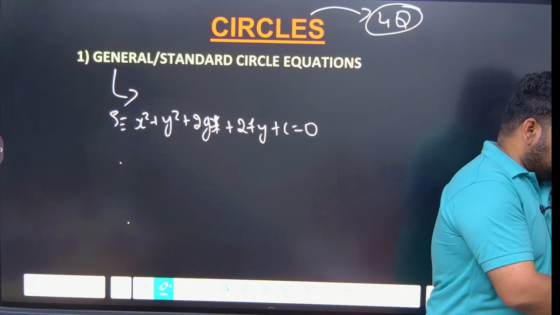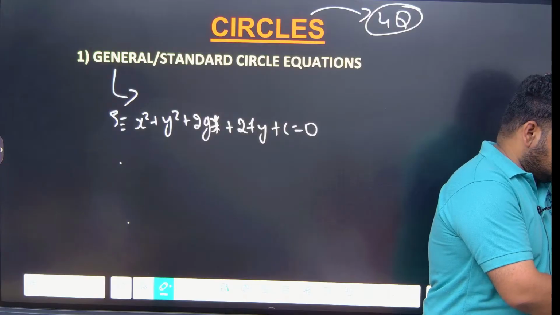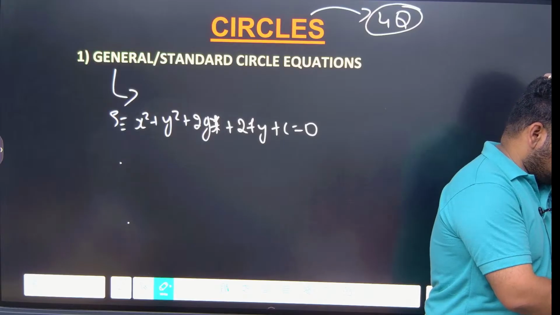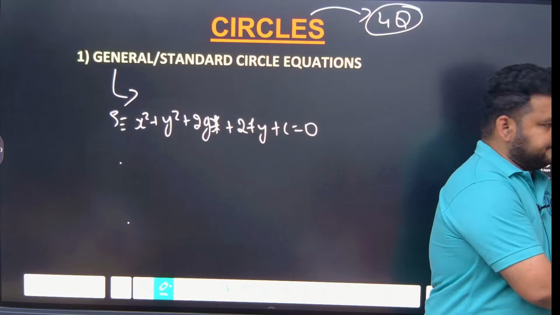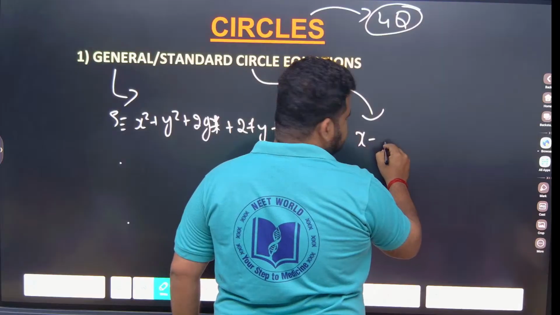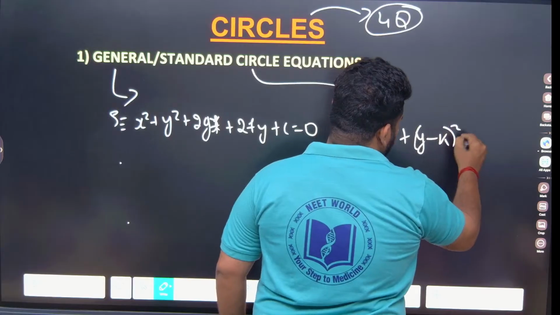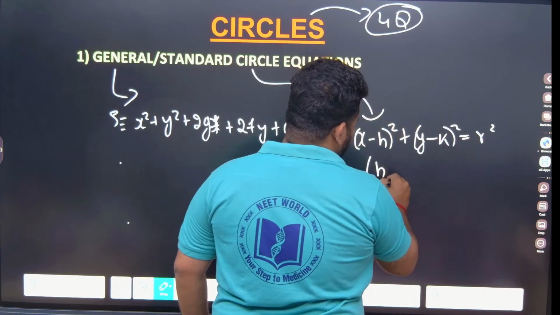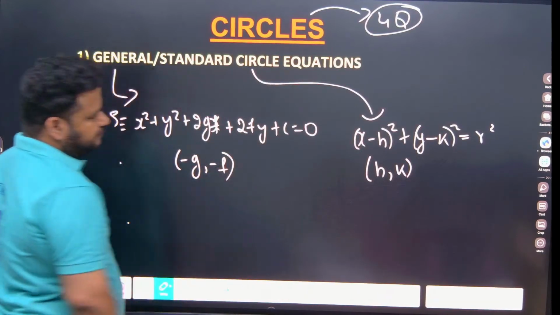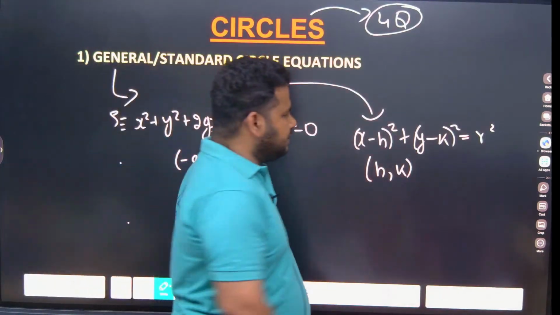But if it is not at the origin, when they say standard equation of the circle, it is x minus h whole square plus y minus k whole square is equal to r square. Center is h comma k. Here in the general equation the center is minus g comma minus f. So please be careful: here it is minus g comma minus f, here it is h comma k. Here radius is r itself.